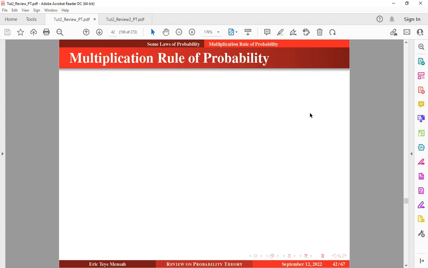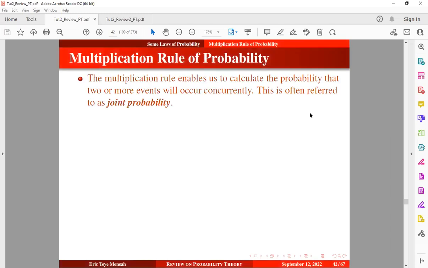All right, so the next session is the multiplication rule of probability. The multiplication rule enables us to calculate the probability that two or more events will occur concurrently, or at the same time. We often refer to the multiplication rule as the joint probability. So one way for the multiplication rule to be effective assumes that the events are independent.